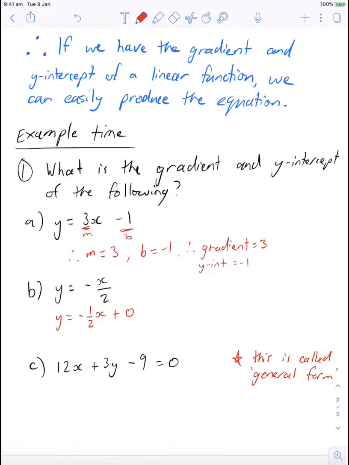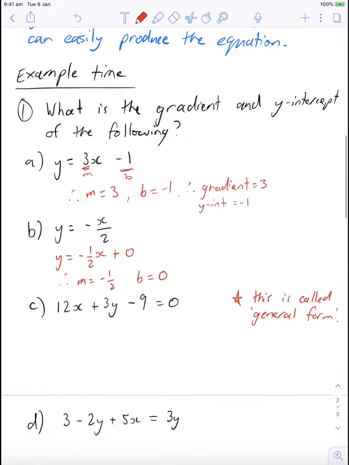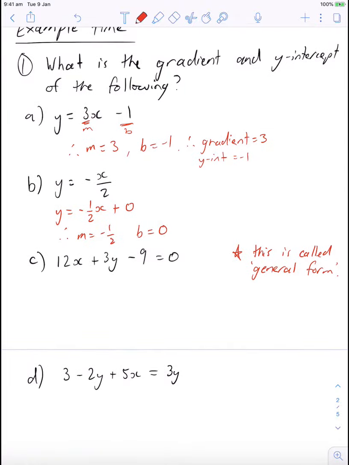I'm adding nothing to it, and so therefore we can say that m equals minus a half, my gradient is minus a half, and b, or my y-intercept, equals 0. This one's a little bit more confusing because, hang on, it's not in the form of y equals mx plus b. You can see I've got all sorts of terms here on one side.